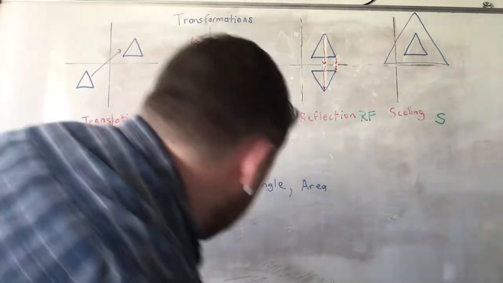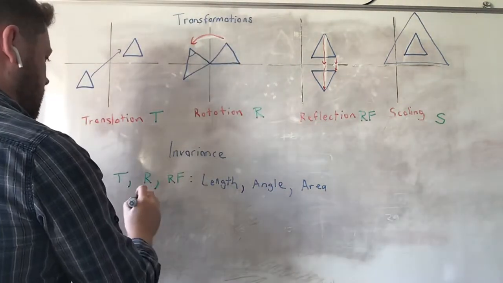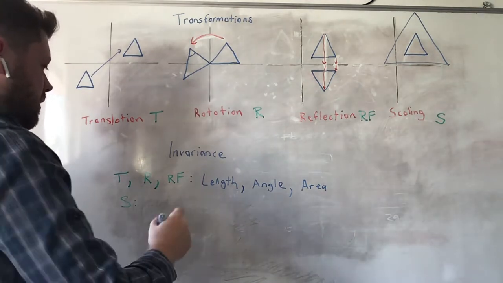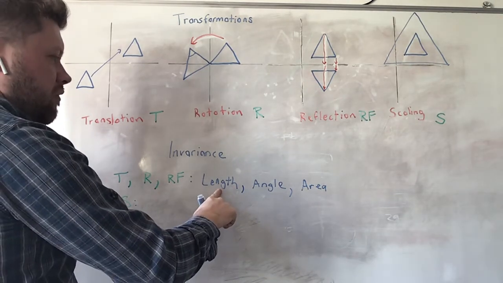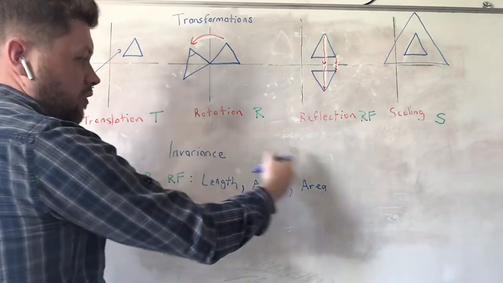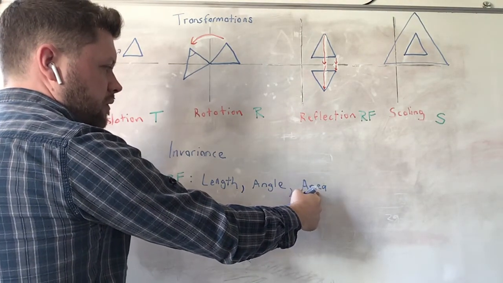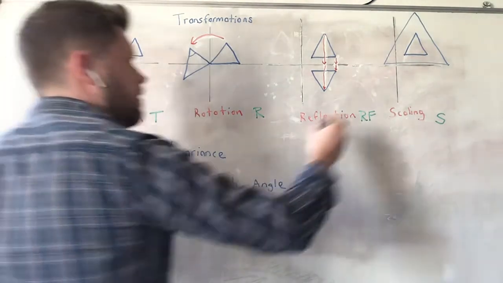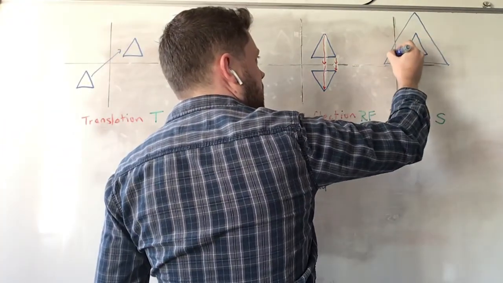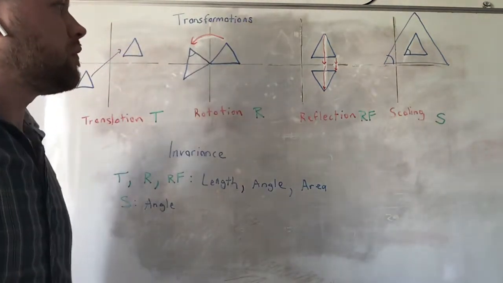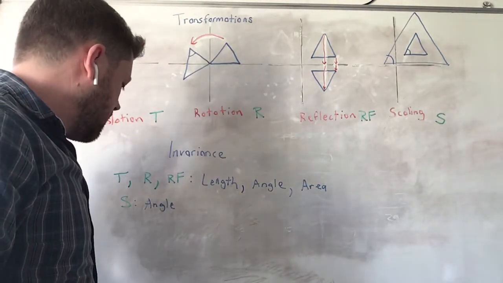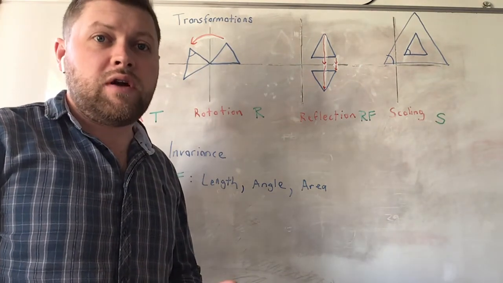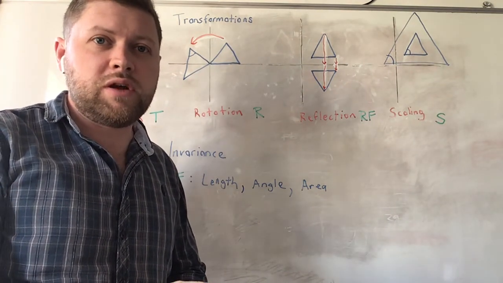If you look at the scaling transformation, scaling does not preserve length, and therefore also does not preserve area, but it does preserve angle. The angles inside these triangles are the same. So it's often very fruitful to think about invariance under whatever transformation you're dealing with.